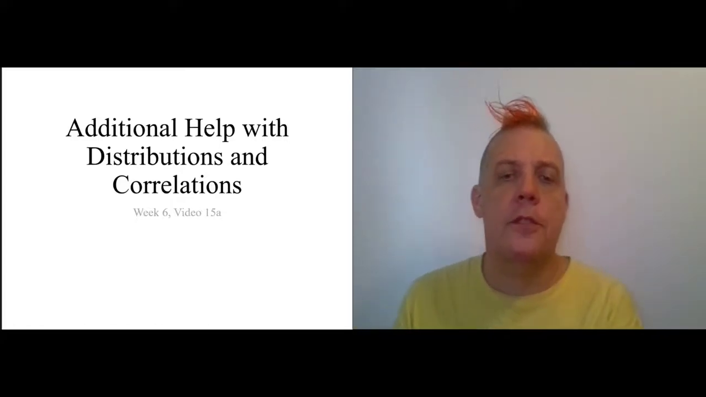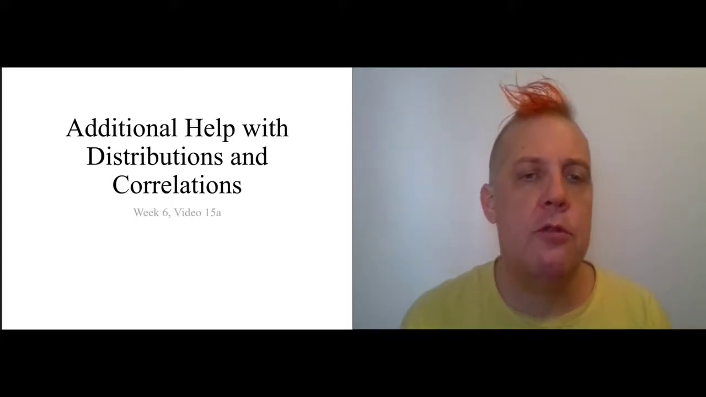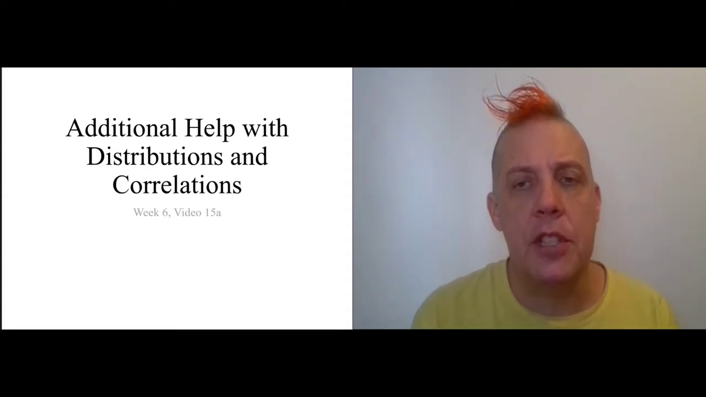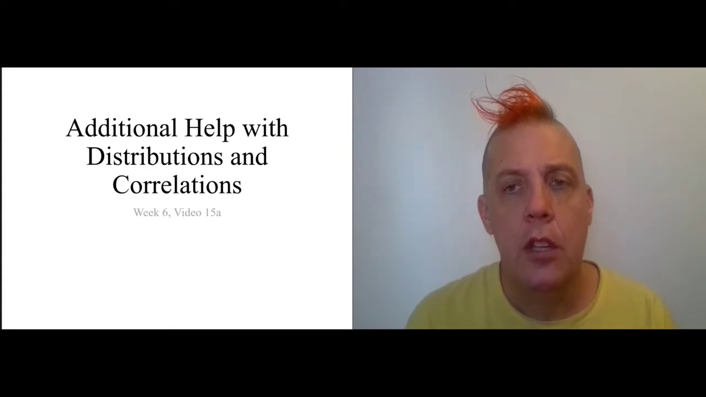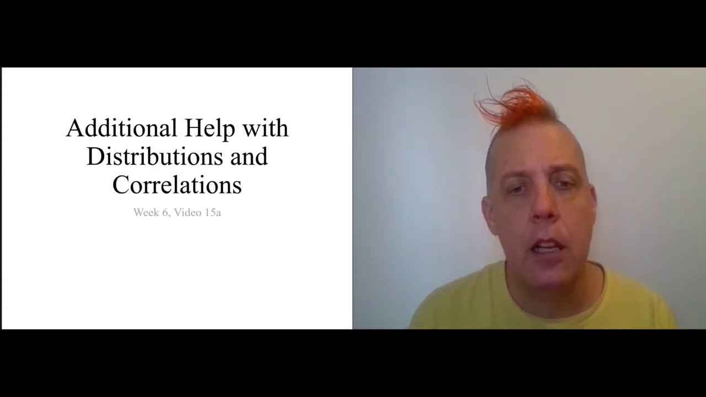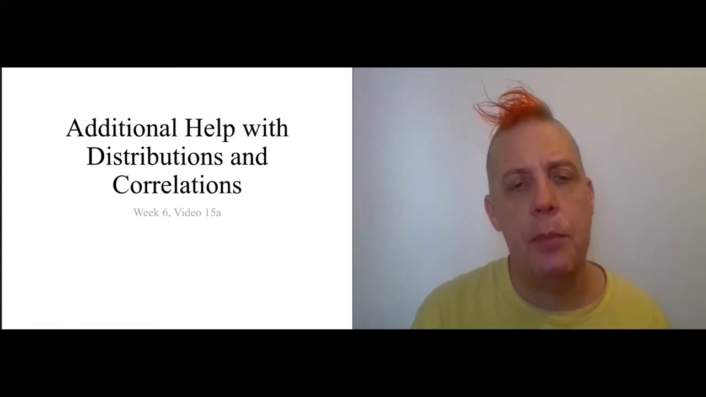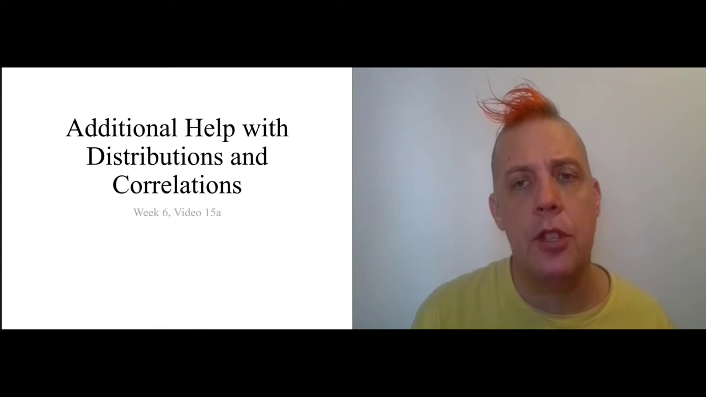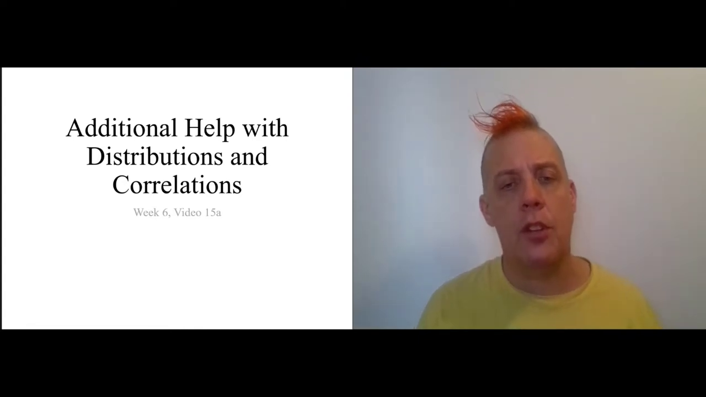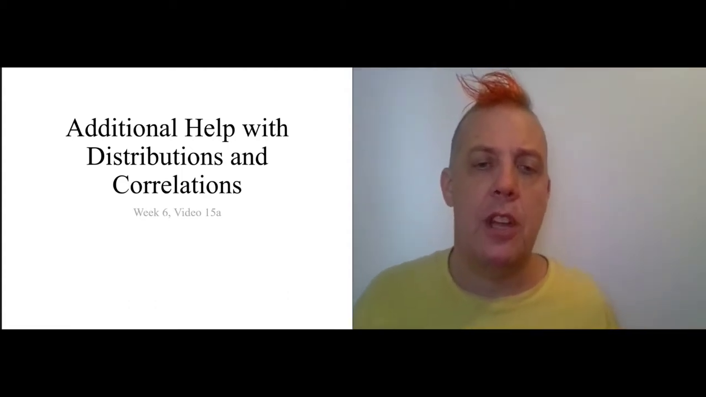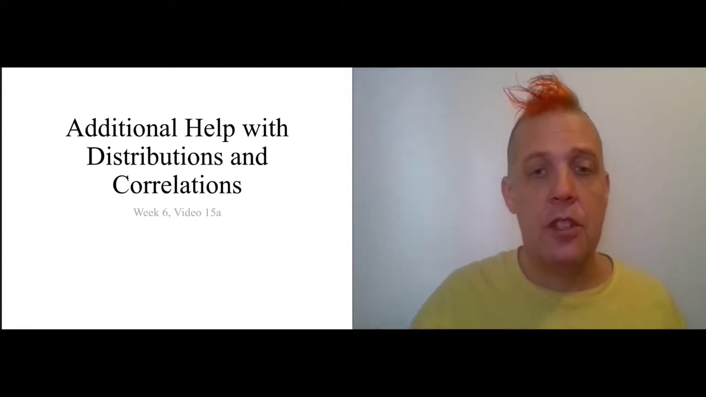Okay, I got a request for some extra help with distributions and correlations. This is the material in exercises 12 and 13. So what I thought I would do is run through what you're doing in those two exercises with two sample statements, one a distribution and one a correlation. The distribution is just the sentence that was actually the example in the original exercise. I'm going to do that pretty quickly because I think it's straightforward.